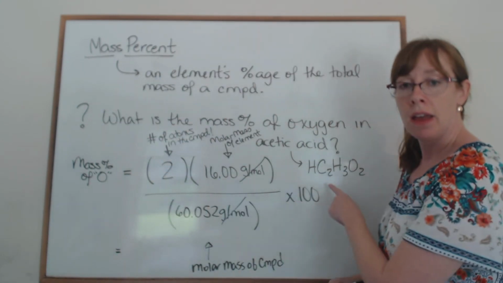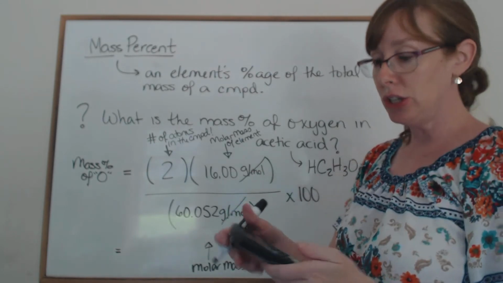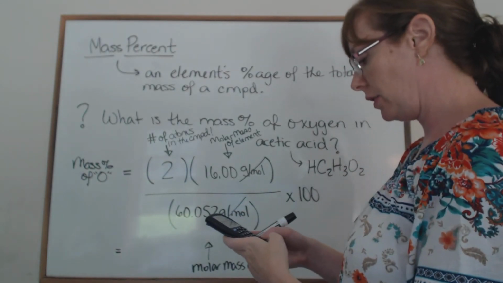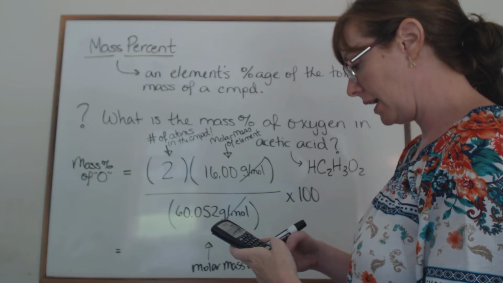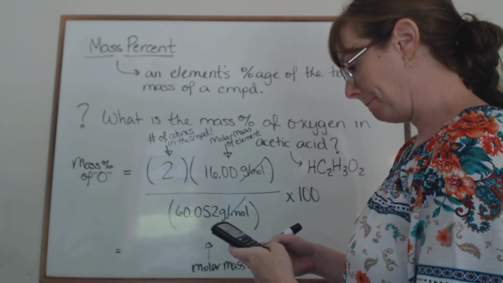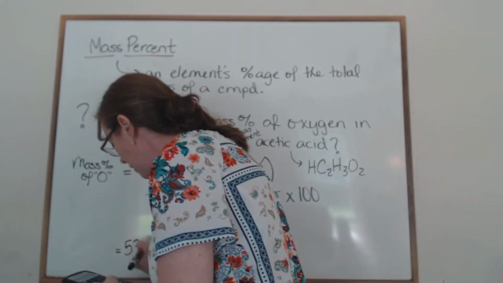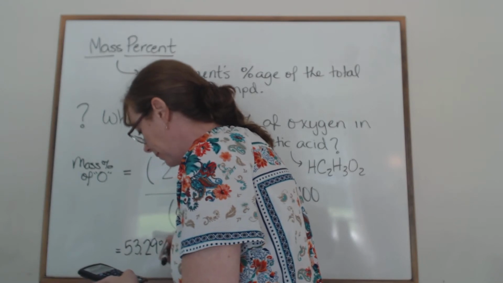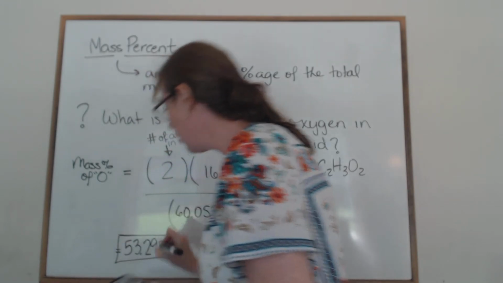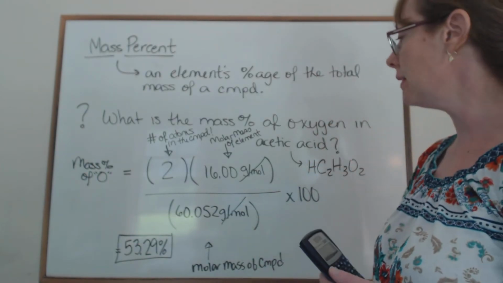And by the way, don't forget, you have to times it by 100 because it is a percentage. So you want to times the whole thing by 100. So throw this into your calculator and see what you get. I got 53.29%. Oh, and yes, you want to present it as a percentage. That's the mass percent of oxygen.